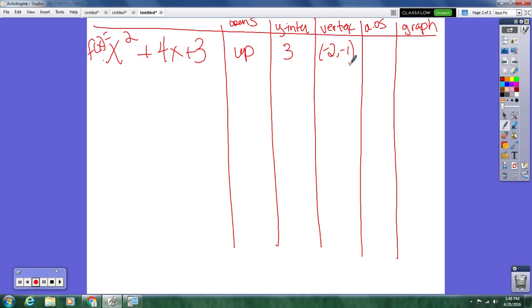Once I know the vertex, I also know the axis of symmetry. It's the equation x equals that first number, -2. I could draw a quick sketch of a graph if I wanted to. One thing I didn't put up here though is the x-intercept. I forgot to put x-intercept.